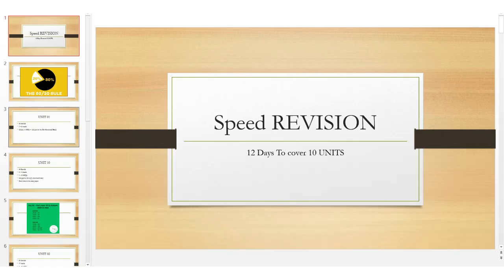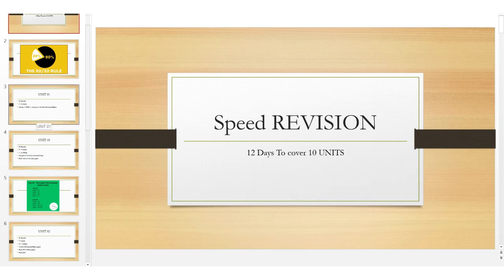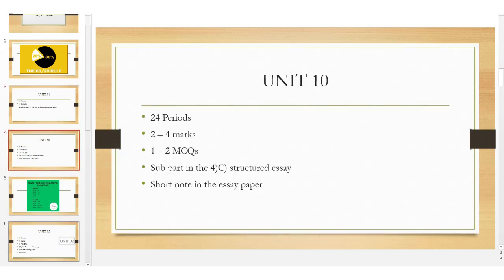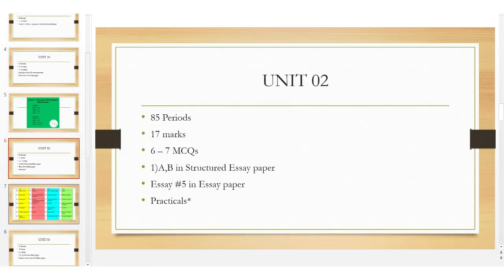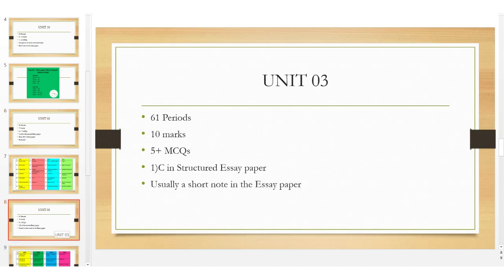This is part 3 of speed revision. We have already completed unit number 1, unit number 10 and unit number 2, and today we are going to discuss evolution and diversity of organisms, which is the third unit in our A-level syllabus. If you take a look at this unit and the allocated time, it would be just 61 periods from the 600 periods that are allocated for the whole syllabus.